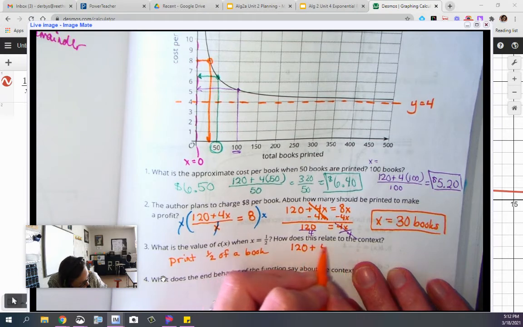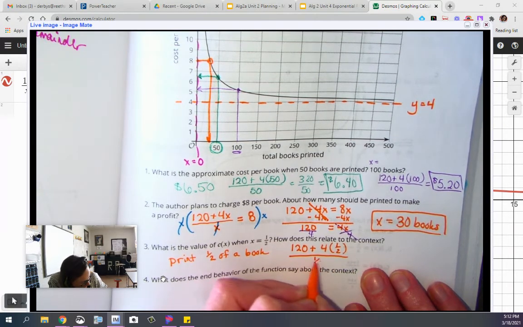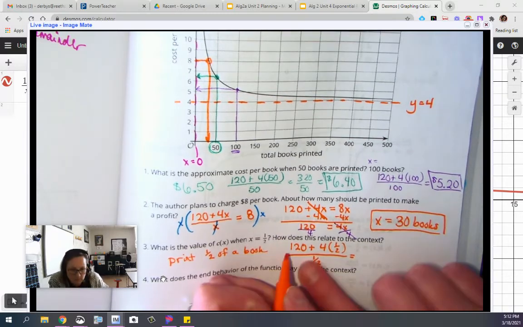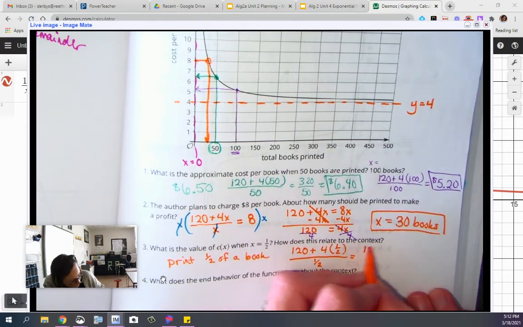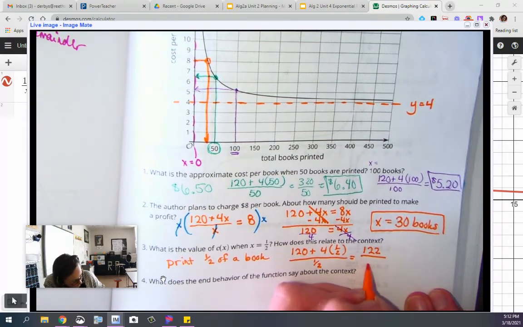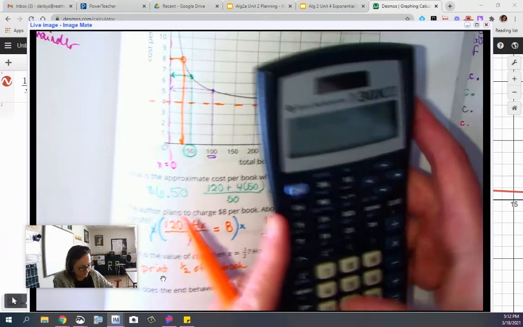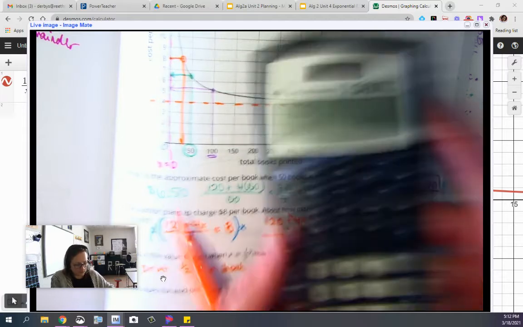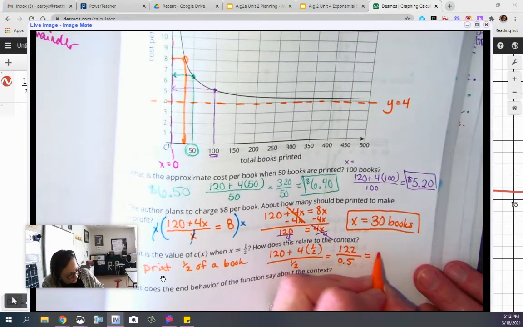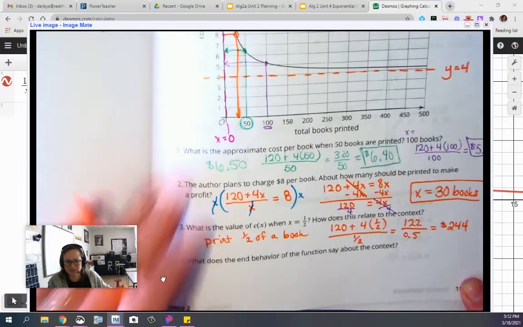120 plus 4 times 1/2, divided by 1/2. So 120 plus half of 4, so 2, right? And 120 plus 2 is 122. Divided by 0.5. It would cost us $244 to print 1/2 a book. It just doesn't make sense.